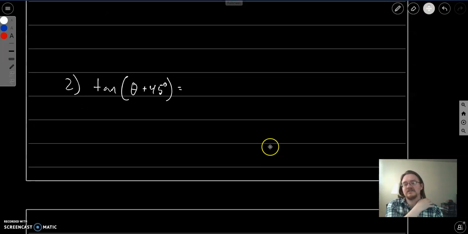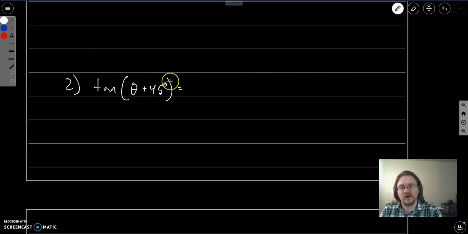And then here's one more. We've got the tangent of theta plus 45 degrees. So again, what we can do is, if I don't want 45 degrees showing up in there, let's just expand this guy. So we have a sum of angles, so we'll just have to use our formula for the tangent function.